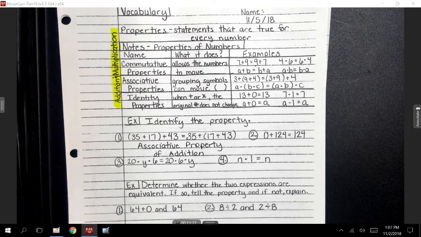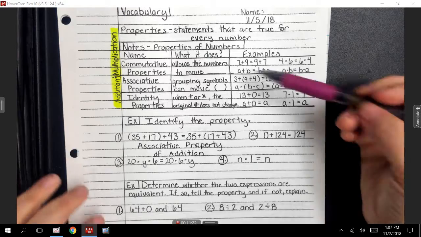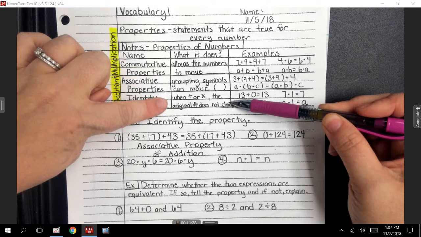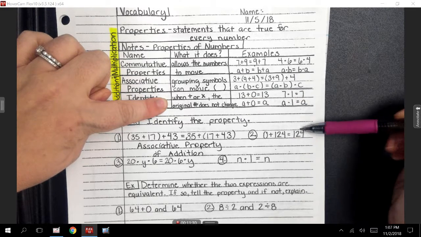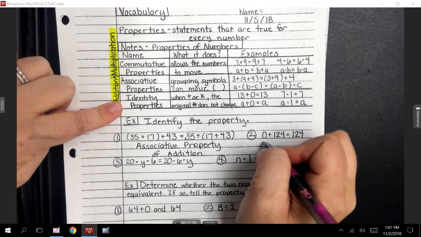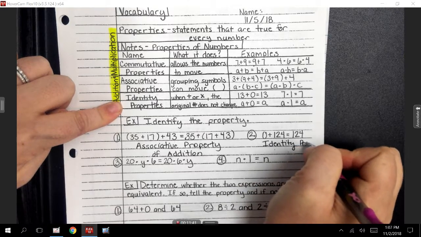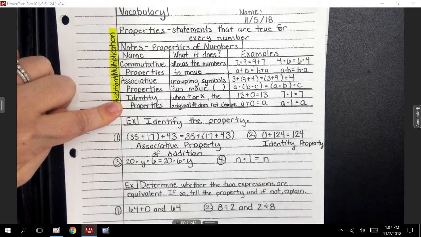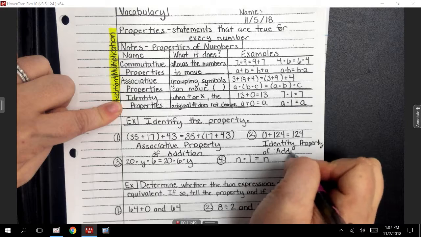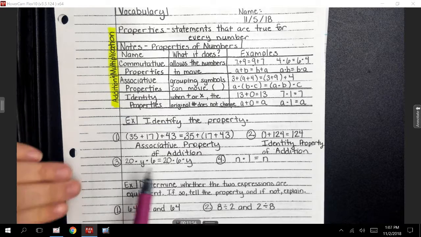All right, let's look at number 2. It says 0 plus 124 equals 124. So again, I'm looking up here. Did the numbers move? Did the grouping symbols move? Or did the original number not change? If I look at that 124, did it change at all? Nope. So this is going to be the identity property. Would that be of addition or multiplication? Addition, because we're adding there. Okay, next one.